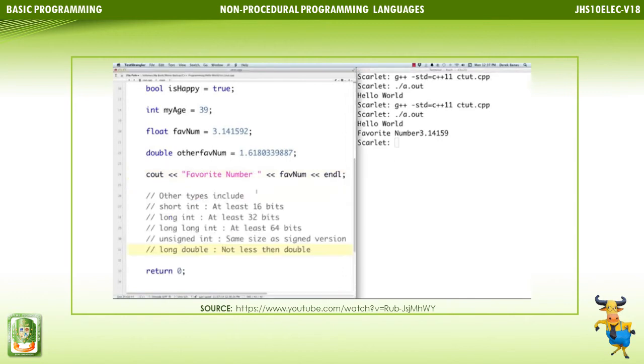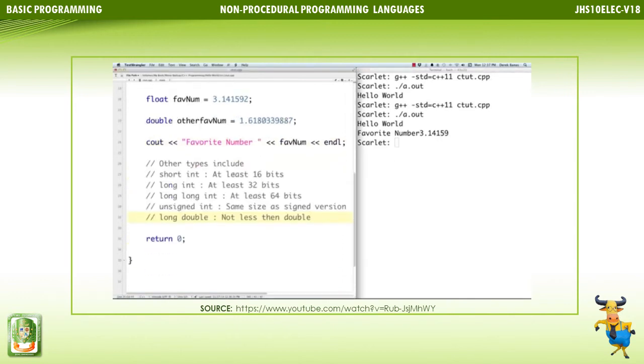Now, of course, there are other data types that are available. We have short ints, which are going to be at least 16 bits in size, long ints, which are going to be at least 32 bits, long long ints that are going to be at least 64, unsigned ints, which are going to be the same size as the signed version, and long doubles, which are not less in size than regular old doubles.